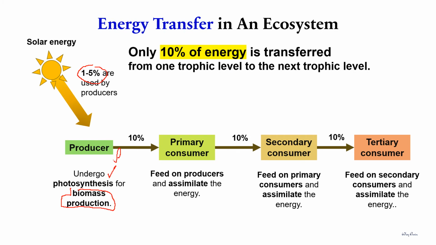And through the feeding relationship, when the primary consumer feeds on the producers, only 10% of energy from the producer is transferred into the next trophic level, which is going to be assimilated by the primary consumer. The same happens at the next trophic level when the secondary consumer feeds on the primary consumer. 10% of energy will be transferred to this trophic level, and this organism will assimilate the energy. And at the next trophic level, the tertiary consumer, when they feed on the secondary consumer, 10% of energy will be transferred.